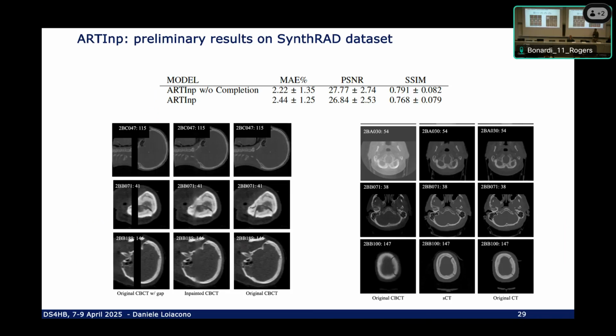Here you see some results we obtained on this data. As you see, the network is able to do a quite reasonable completion. On the left part, you see some example of a CT with a gap filled by our network and compared to the original data, and also the transformation into a pseudo CT, a synthetic CT. The results are still not good enough for actual clinical use.